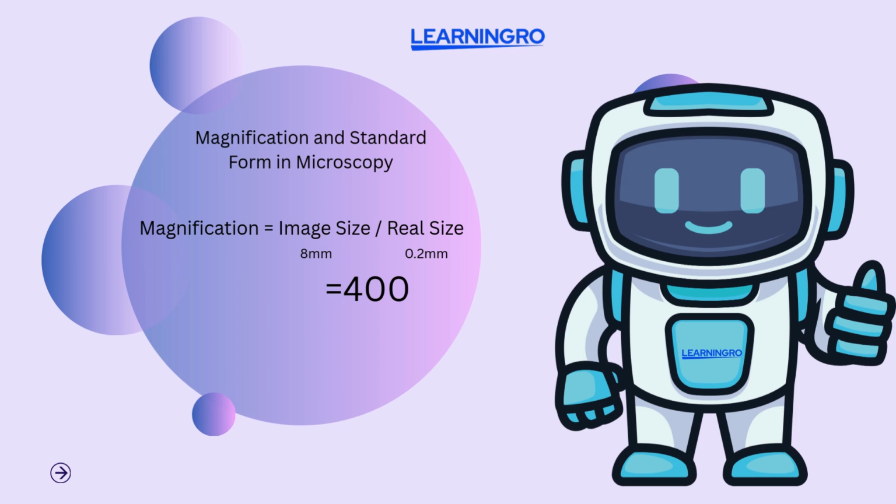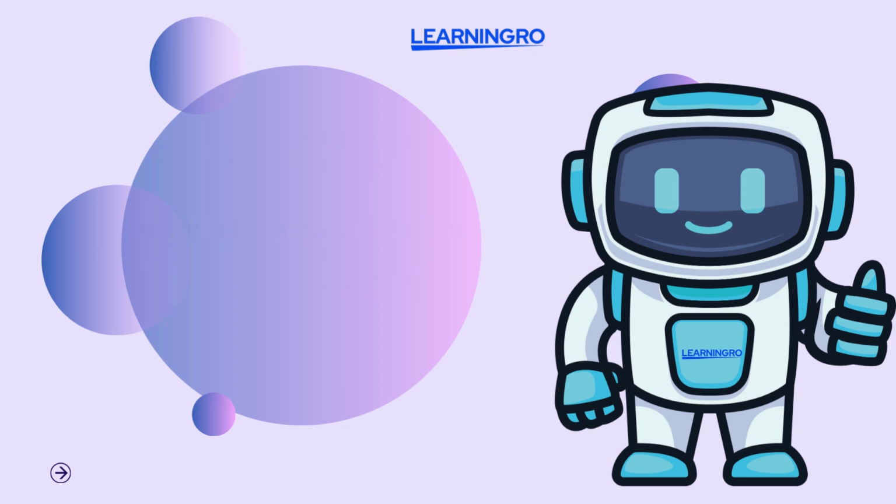Writing numbers in standard form. When working with very small or large numbers, standard form simplifies representation. For instance, 0.0025 can be written as 2.5 times 10⁻³.